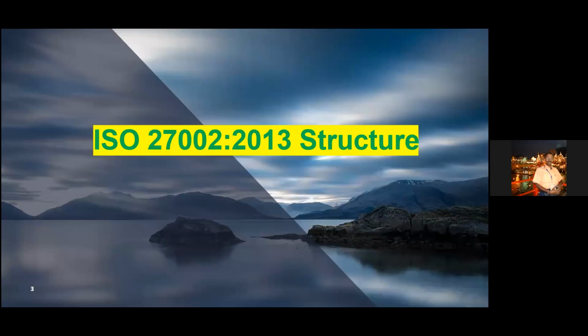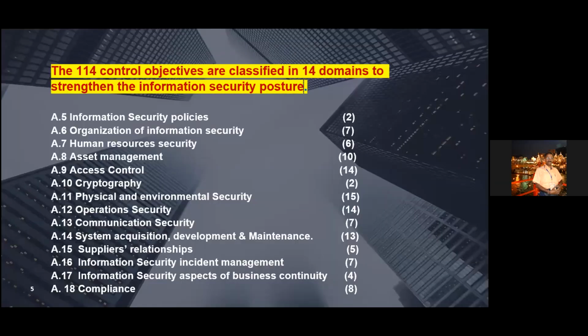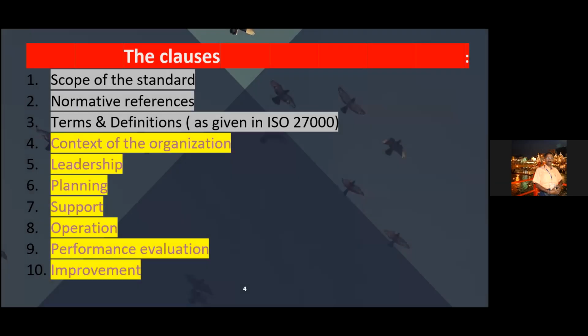As we all know, this is the structure of the ISO 27001:2013 standard, which is known as the ISMS standard, Information Security Management System, where there are 10 clauses which are a must for any organization to demonstrate their compliance. And to support these clauses' implementation, 114 controls have been divided in the annexure. That is the basic structure.